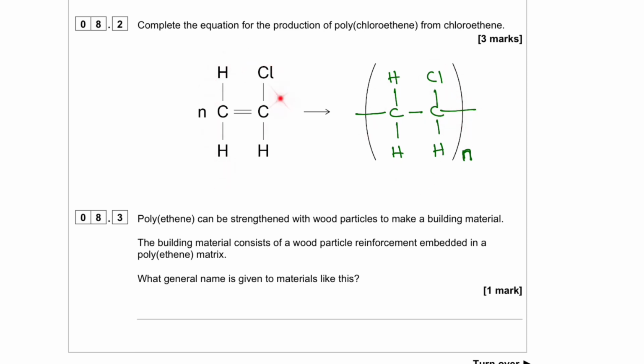So it's going to be the same structure, except the double bond becomes a single bond and the n will always go down here, and then you put the single bond. The double bond is broken, so one goes there and one goes there.